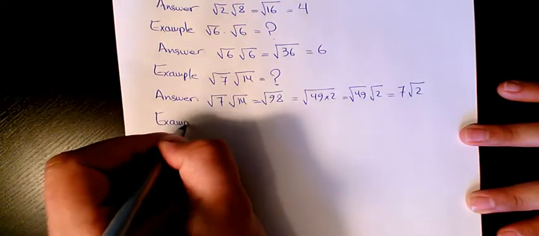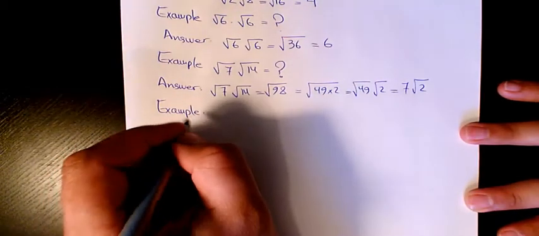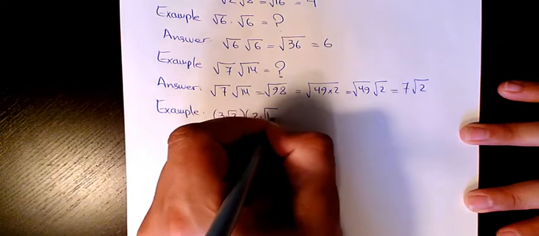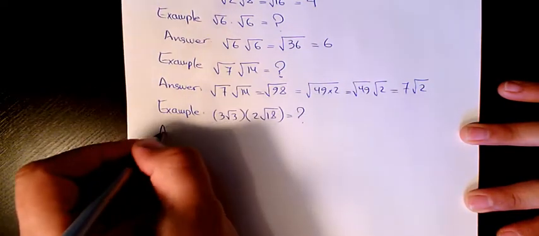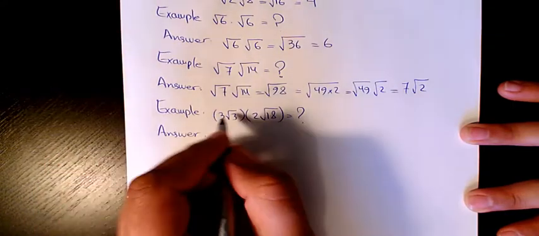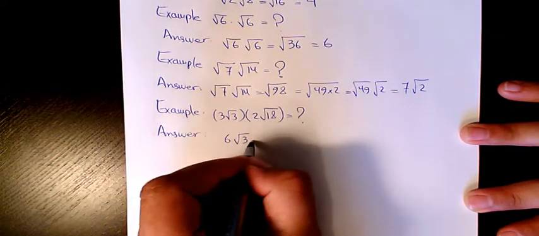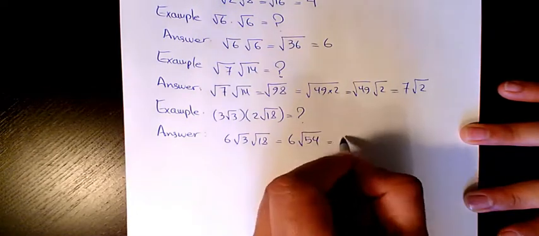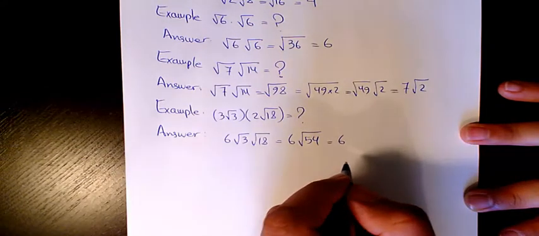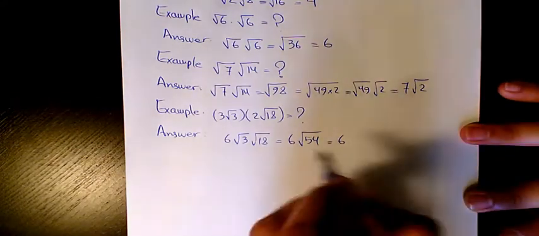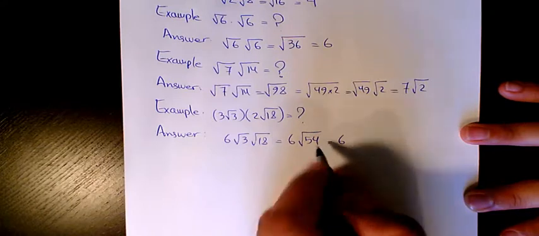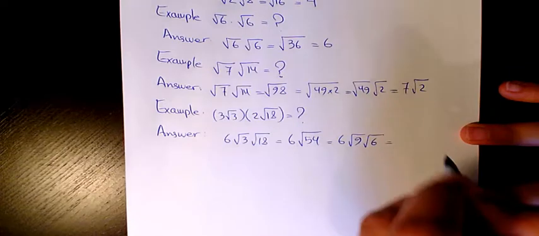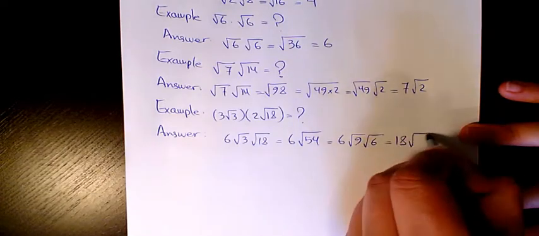Next example, we have 3 root 3 times 2 root 18. The answer is 3 times 2 is 6. Root 3 times root 18 will be 54. And 54, we need to take this perfect square out of it. So 54 is 9 times 6. So it's going to be root 9 times root 6. Root 9 is 3. So 3 times 6 is 18 root 6.